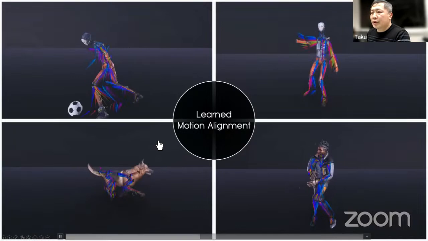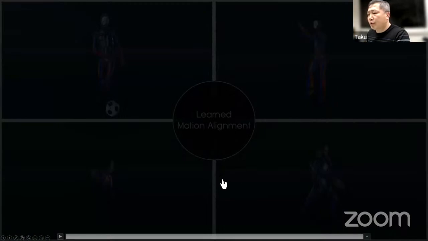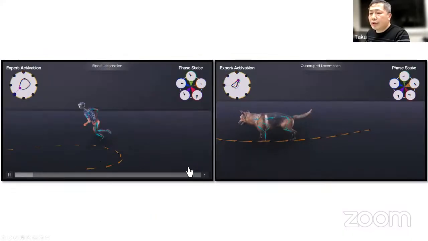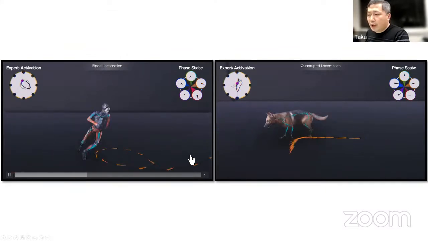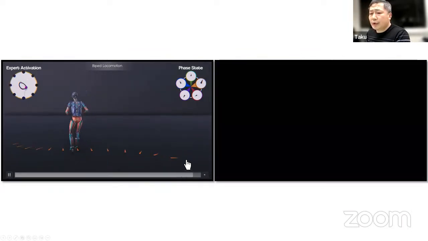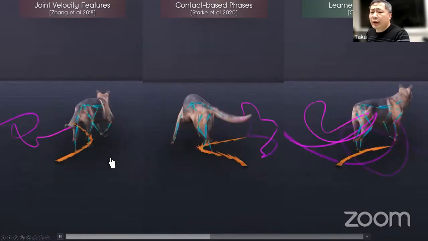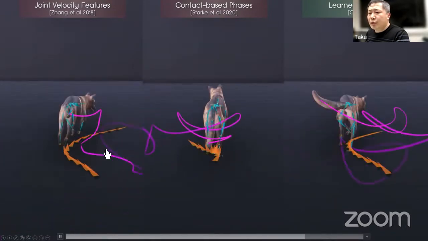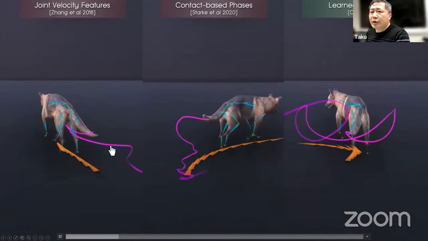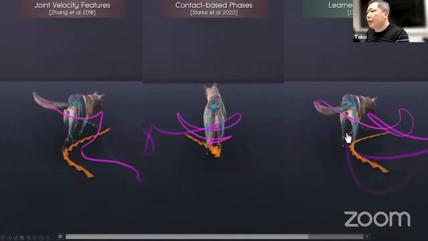These motions include football, motions in different styles, quadrupeds, and dancing. Here is the visualization of the results for locomotion and quadruped, and you can see the motions in these different styles. For the quadruped motion, you can see the tail motion. With previous approaches, tail movements tend to be less vivid, and by using this phase manifold, we can have a good, vivid tail motion.